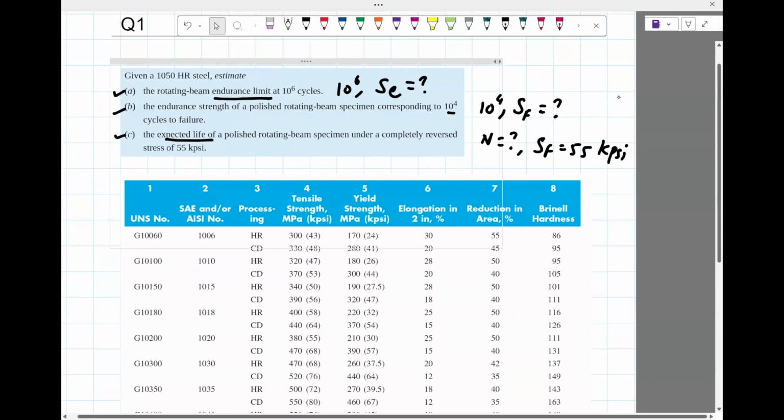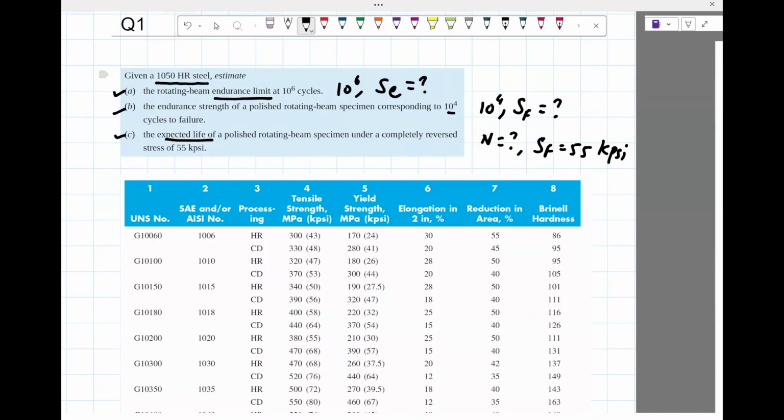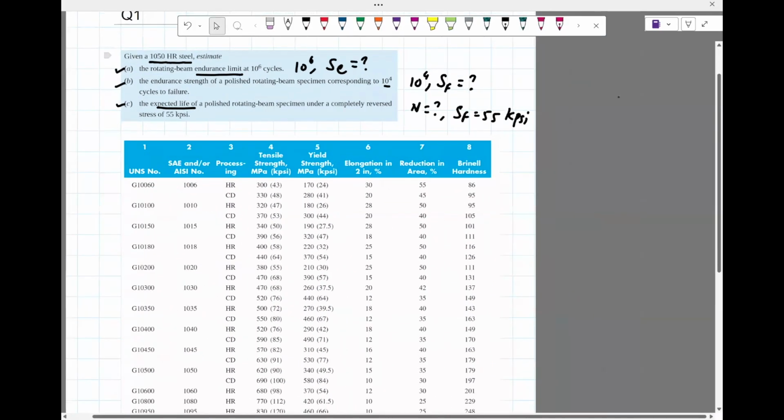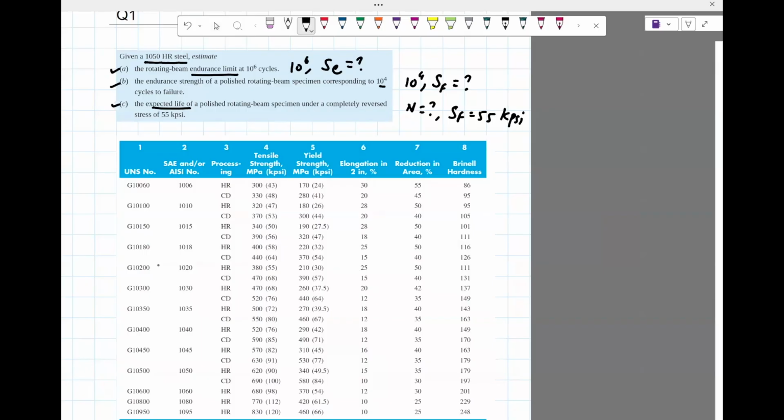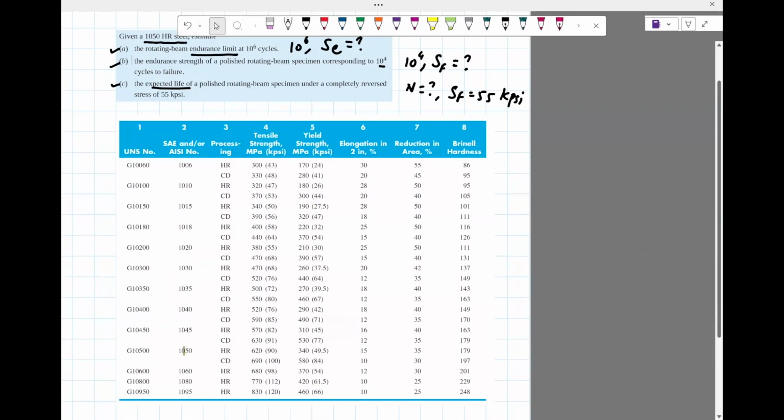get started. Now, we want to look at 1050 HR steel, and this is a table which gives you various steels of different grades. So we are looking specifically for 1050, which is here, HR. It looks like we need to look at this particular row. It gives you some other properties which you don't care about, but you do care about number 4 and 5, which are the strengths. Well, not tensile strength, this is the yield strength.